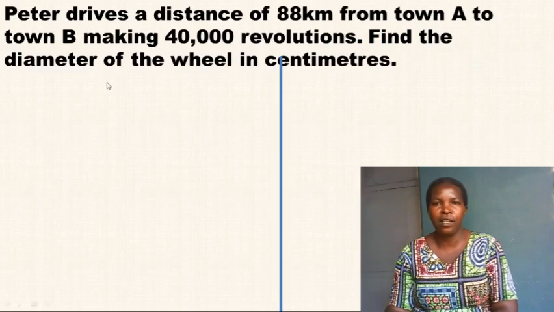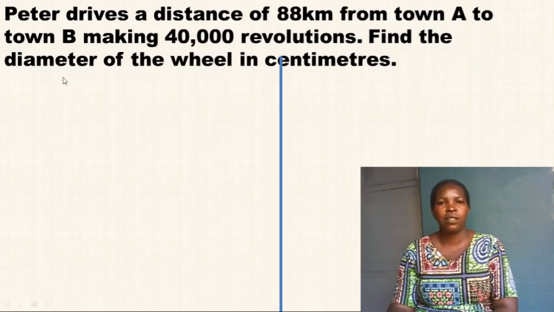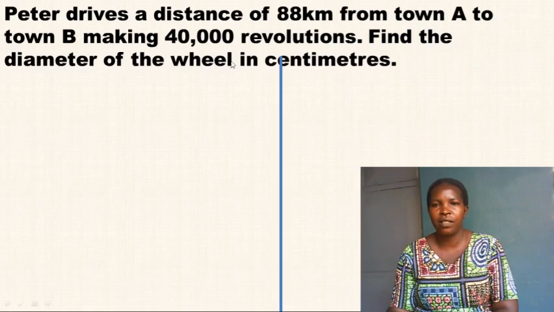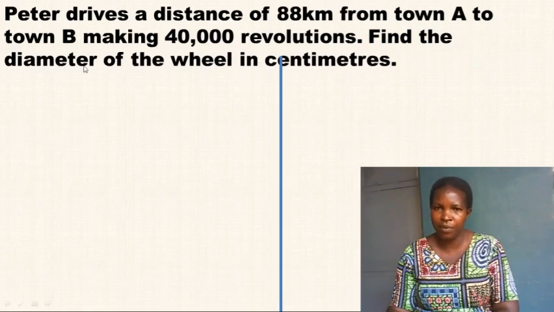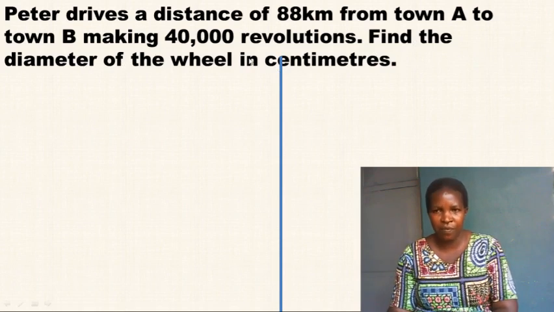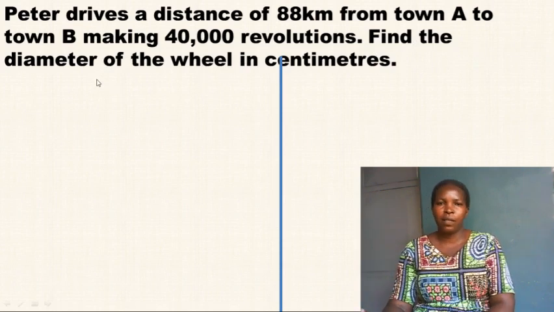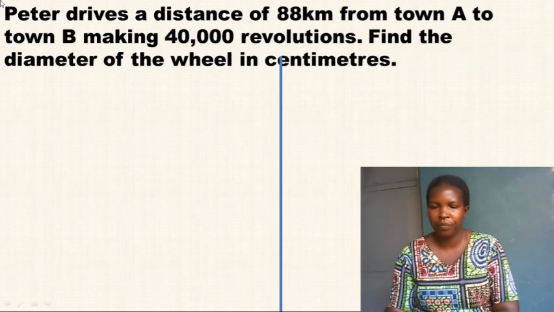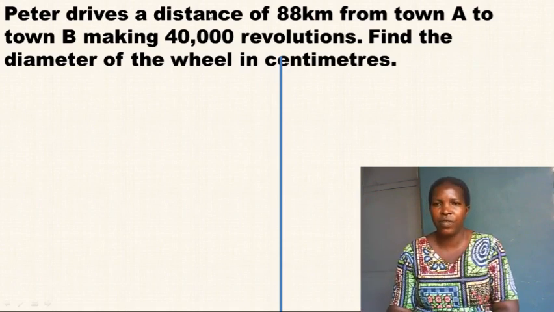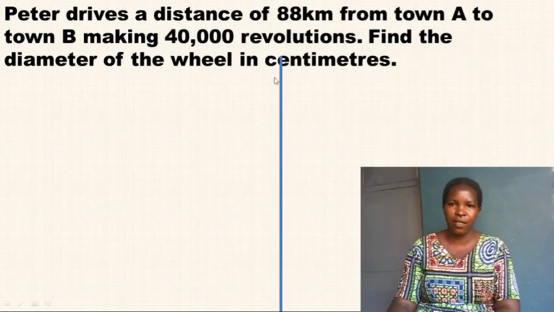Now we need to look at the last question, which states that Peter drives a distance of 88 kilometers from town A to town B, making 40,000 revolutions. Find the diameter of the wheel in centimeters. My dear boys and girls, we need to read together. Peter drives a distance of 88 kilometers from town A to town B, making 40,000 revolutions. Find the diameter of the wheel in centimeters.